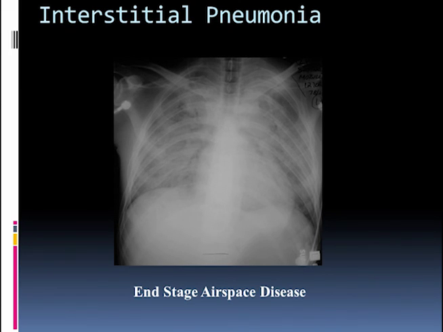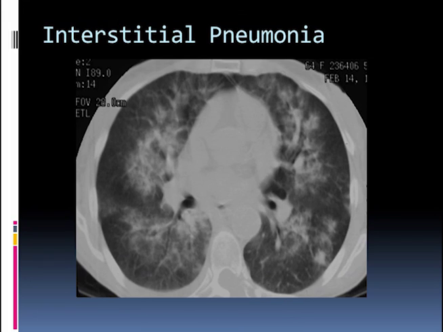And if we let this go on long enough, we develop airspace disease in these patients. And again, bilateral, symmetrical airspace disease with an air bronchogram going everywhere. And this is quite characteristic of end-stage interstitial pneumonitis. And this is what that would look like on CT scan.